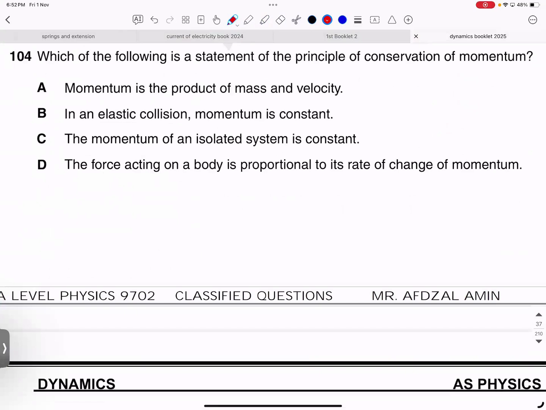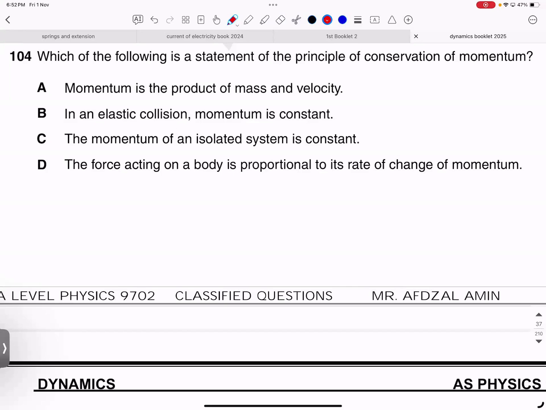104. Which of the following is a statement of principle of conservation of momentum? My dear students, I don't want to argue with you later. Sir, why not this? Why not this? Don't read the option. For any isolated system, total linear momentum is always conserved. That's it. Nothing else. It could be a right statement, but not a principle of conservation of momentum.